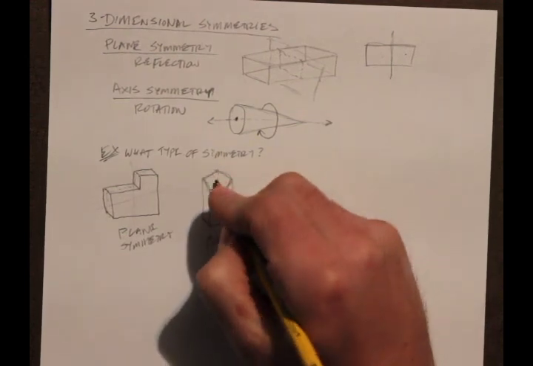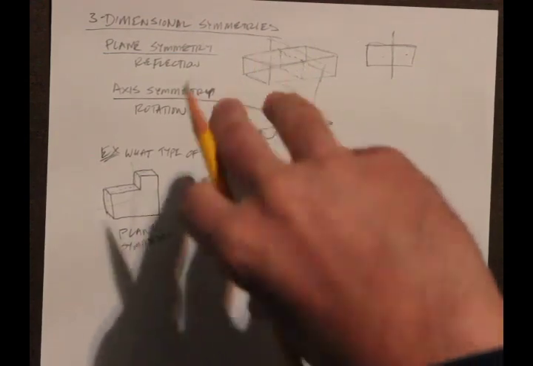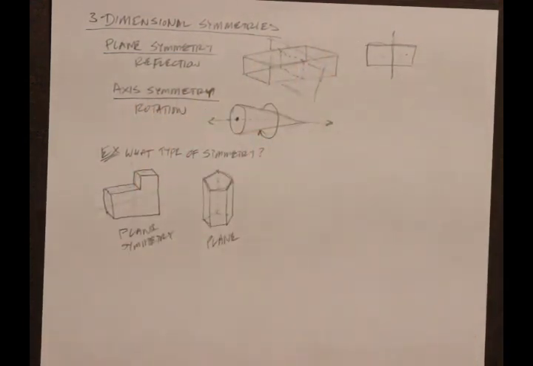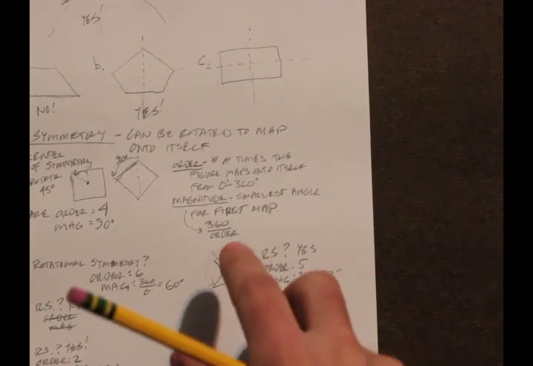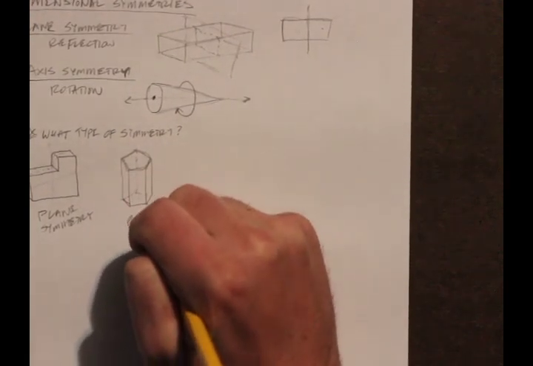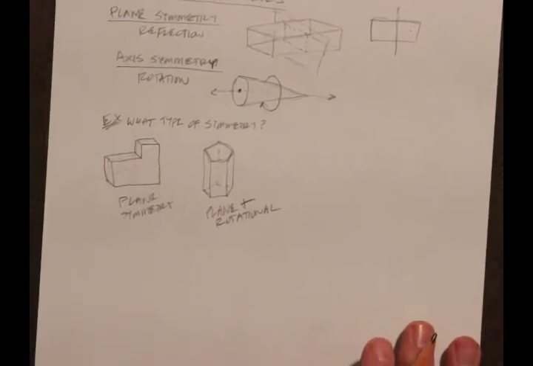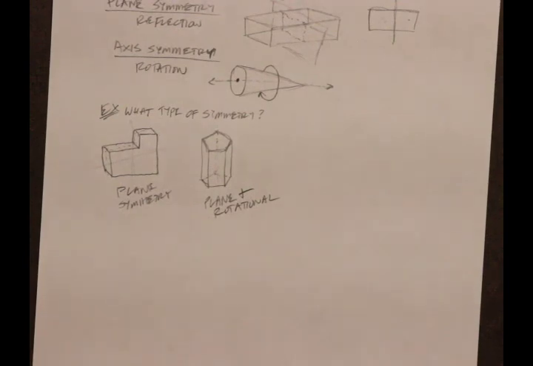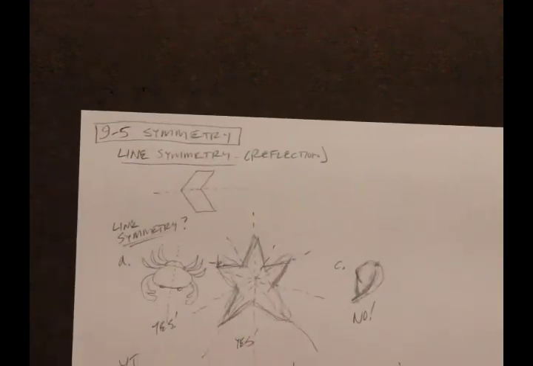Now this also, if I were to put a dot in the center of it, it could rotate onto itself just like the star did that we looked at. So I could rotate it just like I rotated the star 5 times, and it would have an order of 5 there. So this has plane symmetry and rotational symmetry. All right, and that is it for 9-5 symmetry.